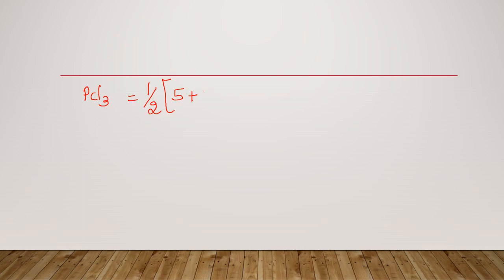How many atoms are there? 3. Is there any positive or negative charge? No. So 5 plus 3, 8 by 2, we get 4. Hybridization is sp3. So there are 4 electron pairs, 4 hybrid orbitals are used.